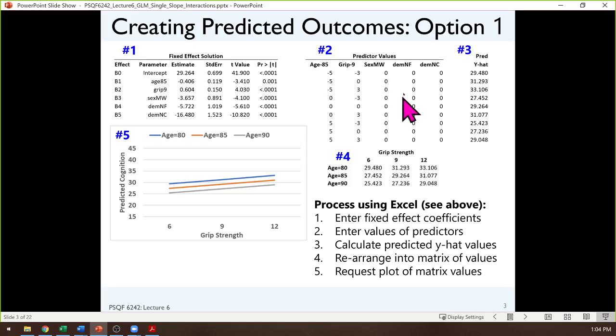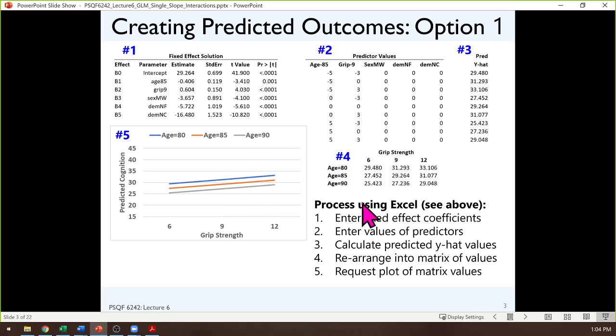So I have my fake people here. I have number 3 here to generate my prediction for each person. So it would be the intercept plus their value for age times the coefficient for age plus their value for grip times the coefficient for grip, and so on. Rearrange those 9 values into the 3x3 configuration that I have for low, middle, and high for each of my variables, and then make this picture. So this picture is the end goal of this process.